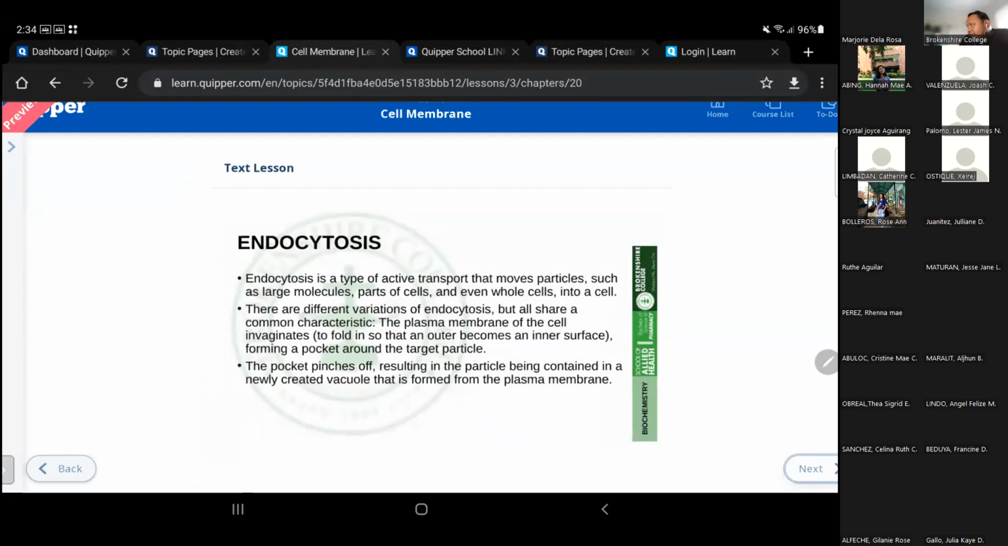So it is necessary to have ATP in order for a solute or molecule to pass through against its concentration gradient. Then we have here endocytosis. The next one is endocytosis, because we have two types of active transport: endocytosis and exocytosis.